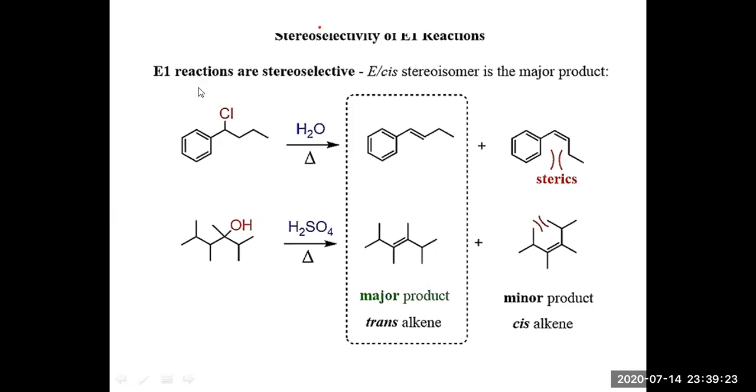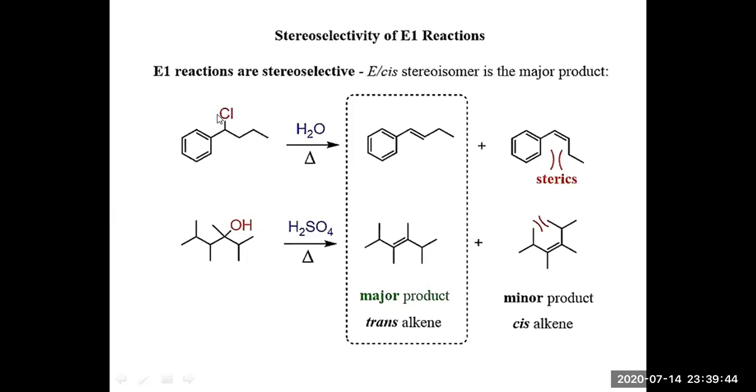Another example: E1 reactions are generally stereoselective reactions, where one product is obtained as the major product. You get two products, but one will be major and another will be minor. So just now we have seen some examples. Let us see one more example.